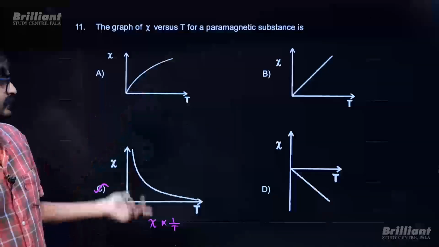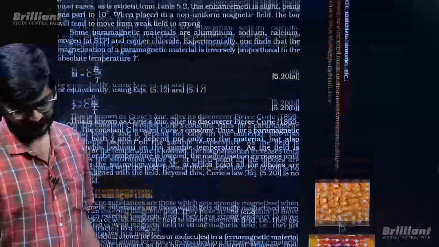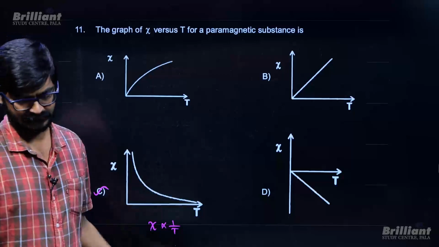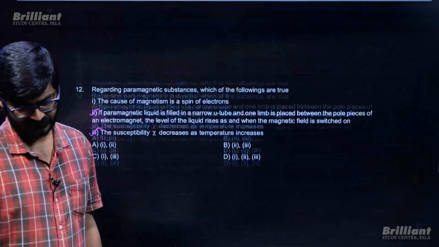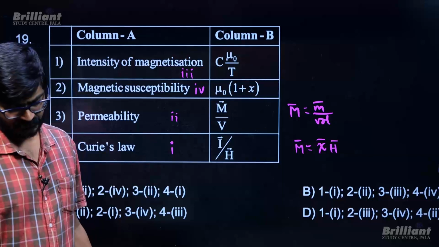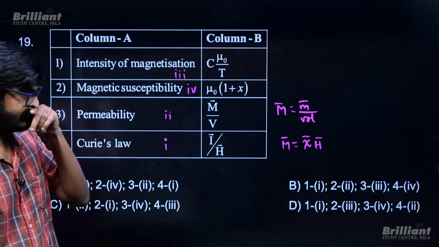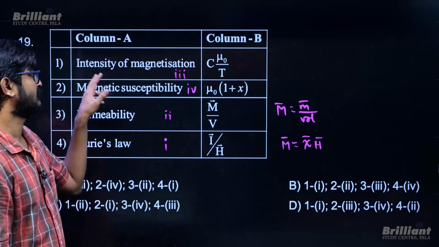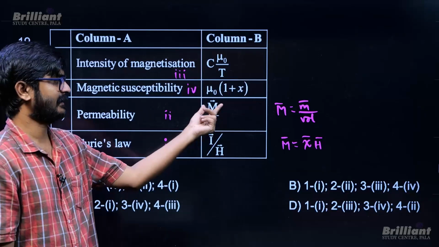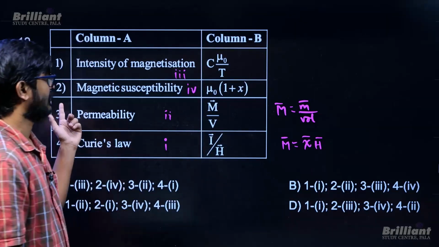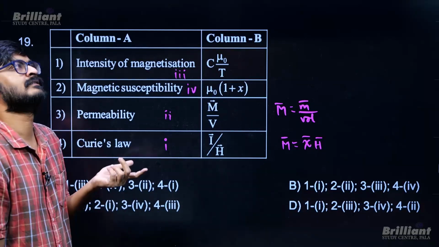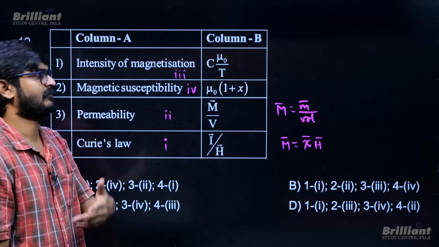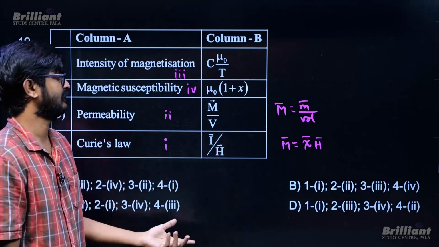Chi versus T. Chi is inversely proportional to T, we have just seen, so the graph is going to be like this. Chi into T is constant. I think these are direct questions. This is intensity of magnetization. These are not NCERT terms, so don't bother much. Magnetization is magnetic moment by volume. Magnetic susceptibility chi is M by H, so M equals chi into H. This is M and this is H according to NCERT.